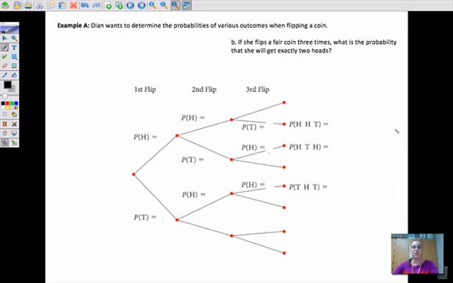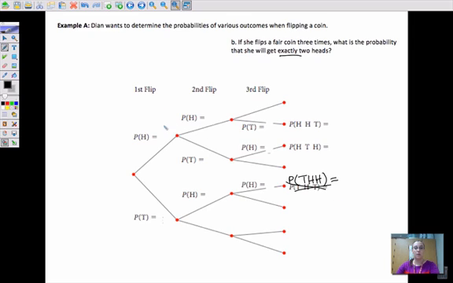And then the next question says if she flips a coin 3 times, what's the probability she'll get exactly 2 heads? So you could get heads, heads, tails. Exactly 2 heads. Let's see. You get heads the first 2 times, and then tails. You get heads, then tails, and then heads again. Or you could get tails, heads, heads. Okay, so those are the 3 ways that you could get heads exactly twice.